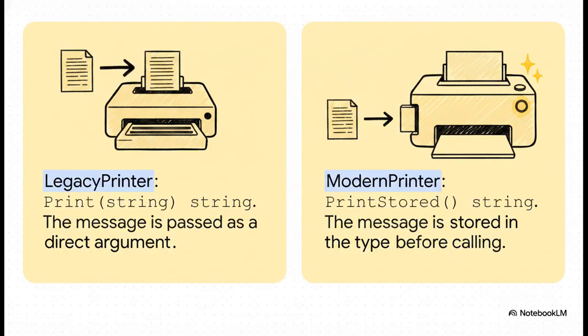And here's what that clash looks like in practice. Our legacy printer expects you to give it the message right in the print method. Simple enough. But our modern printer is designed differently. It expects to already have the message stored, so its print stored method doesn't take any arguments at all. See? Different method signatures, totally different ways of using them, they're completely incompatible.